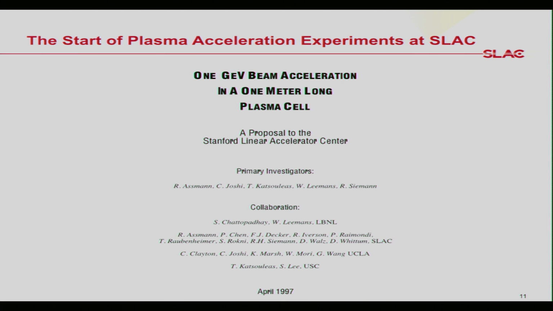So this all started back in 1997 with this proposal to do a 1 GeV beam acceleration in a 1 meter long plasma cell at the SLAC linac. So actually the first ideas of how you might use plasmas to power accelerators were thought up back in 1979 and 85, but it wasn't until people really realized, let's take this enormous tool that we have, the SLAC linac, and apply that to powering plasmas, that maybe we can start getting fields that are really interesting for high energy physics and these other applications.